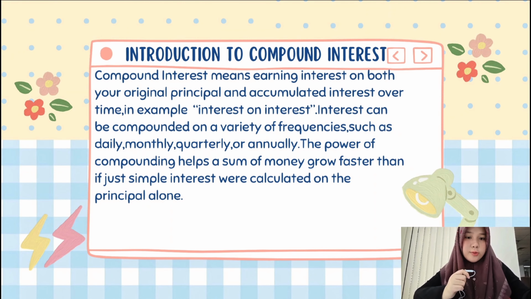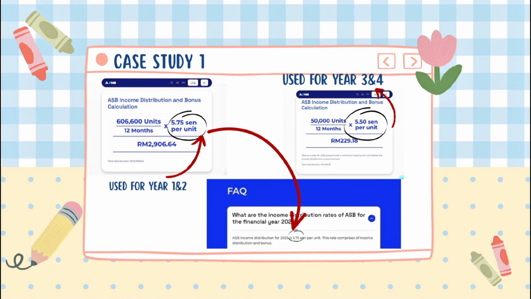Let me introduce compound interest. Compound interest is interest on interest. Unlike simple interest, which is only calculated on your initial deposit, compounding allows you to earn money on both your original principal and the interest you have already accumulated. Because interest can be added daily, monthly, quarterly, or annually, the power of compounding helps a sum of money grow faster than if just simple interest were calculated on the principal alone.